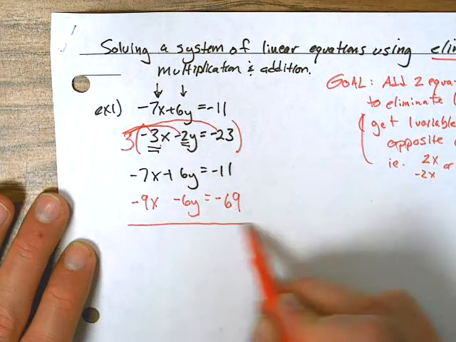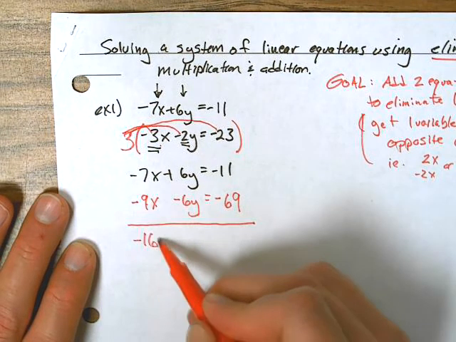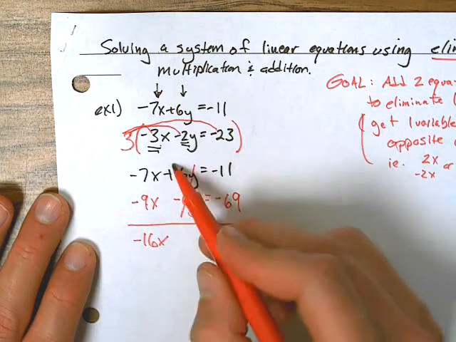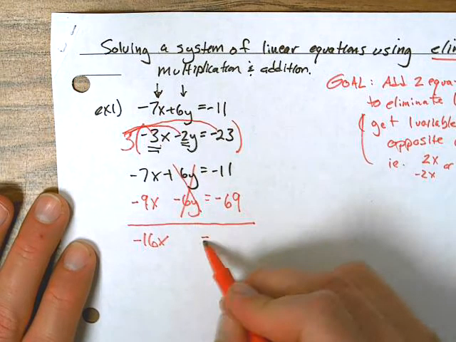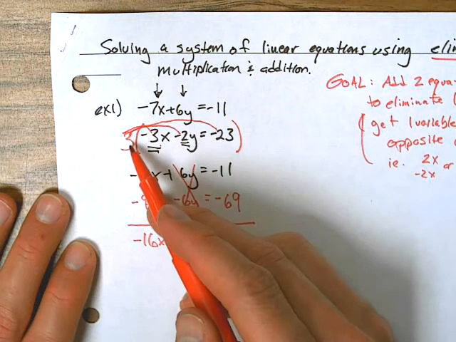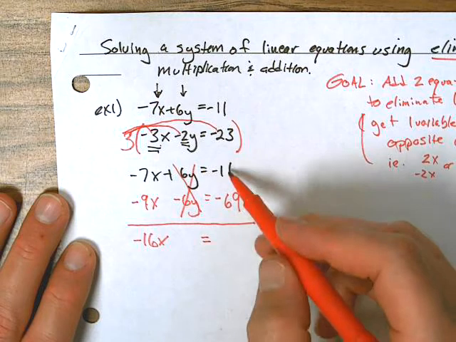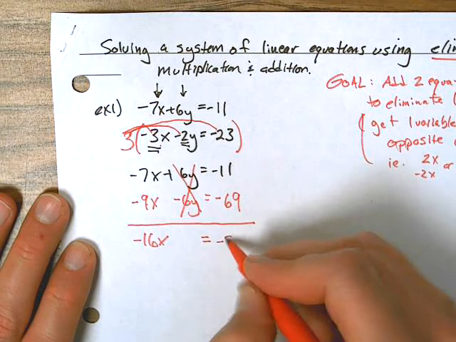Now let's add this stuff up. Negative 7 minus 9, that's negative 16x. The y's cancel out when you add them. That's what we wanted. If that doesn't cancel out, you've got to go back to the drawing board. You didn't multiply by the right number. And let's see, negative 11 minus 69, that's negative 80.